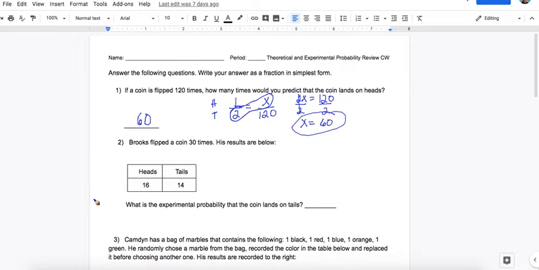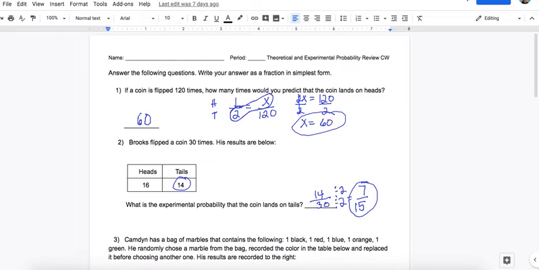Okay, number 2. A coin is flipped 30 times. What is the experimental probability that the coin lands on tails? So I notice there's 14 tails. And how many times did we flip the coin? It was 30. Now, if they didn't tell us that it was 30, then we would have to add these two together to get the number of times that we did the experiment. Okay, I notice they're both even, so I can divide top and bottom by 2. And 14 divided by 2 is 7, and 30 divided by 2 is 15. So the answer is 7/15.